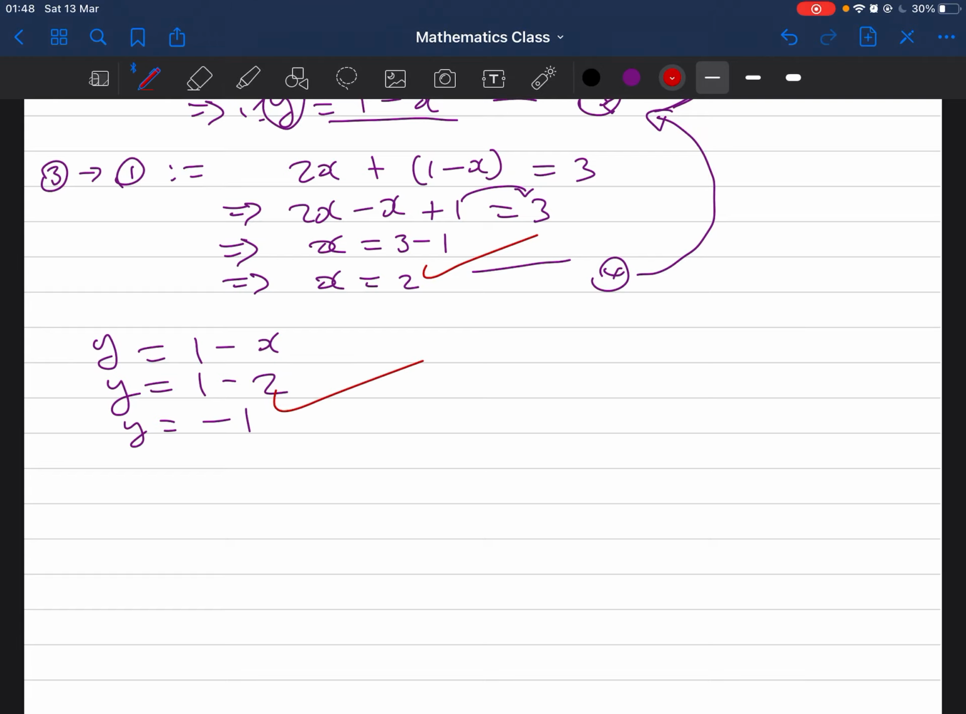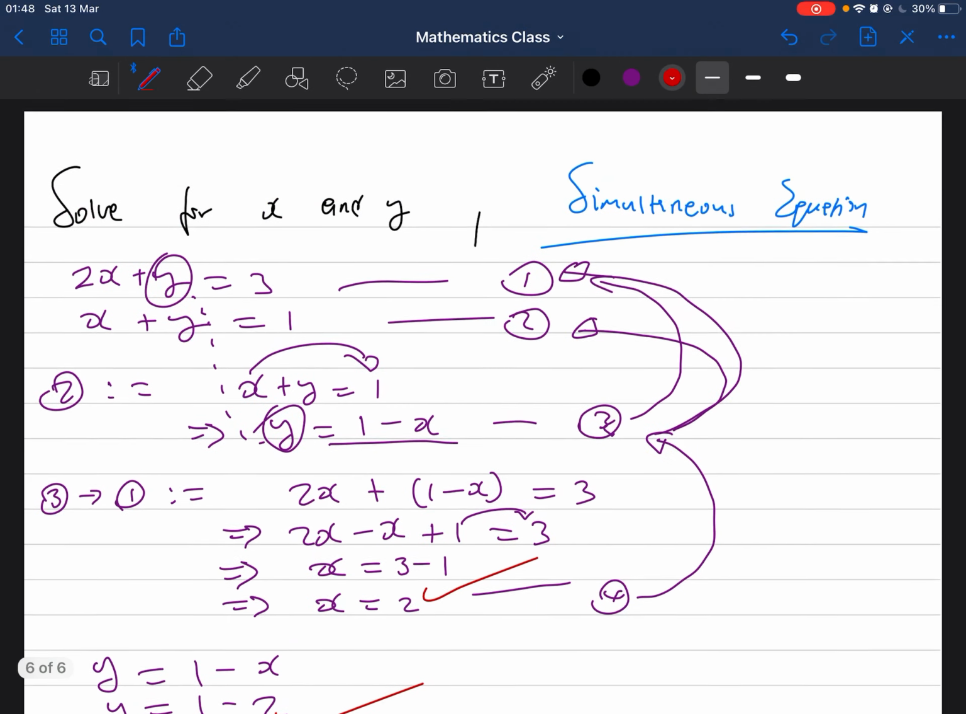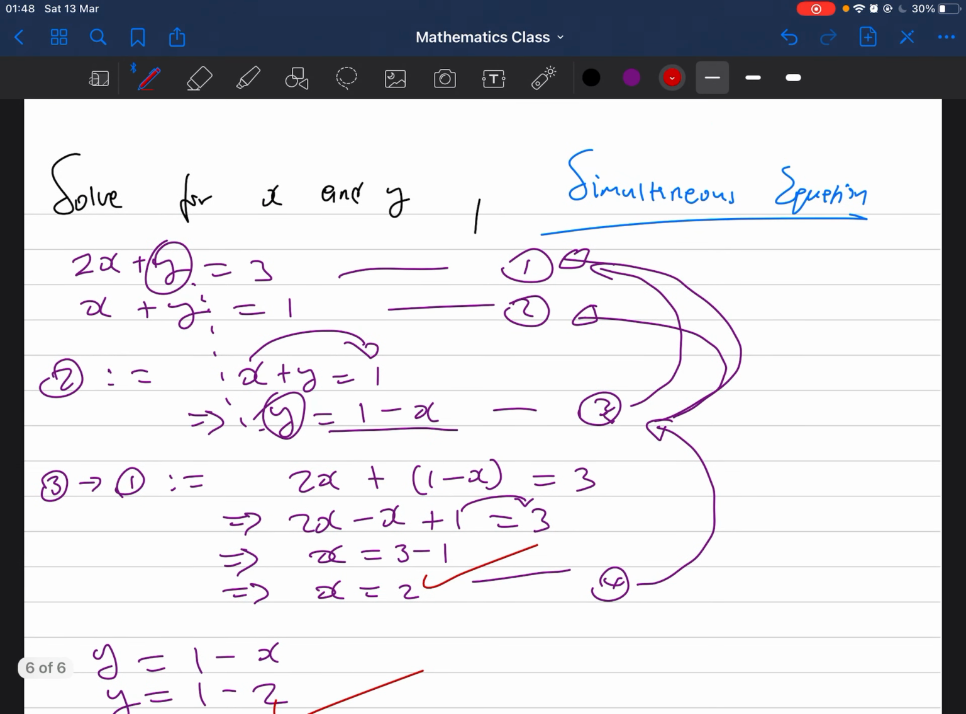So you've solved for x and y. This is how you do it. Even if you're given any complicated simultaneous equation, this is how you would do it. And I feel like this is the simplest method of doing it. There are a couple of methods to do this. Others are more complicated, but this is the easiest method to solve simultaneous equations.